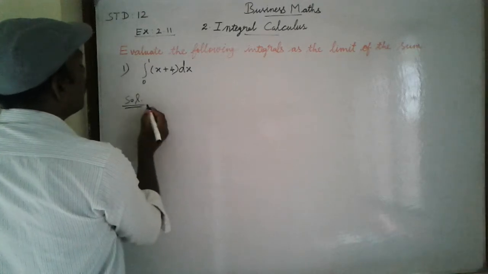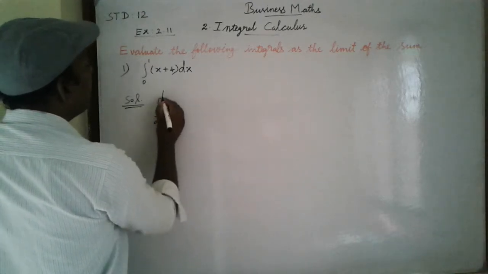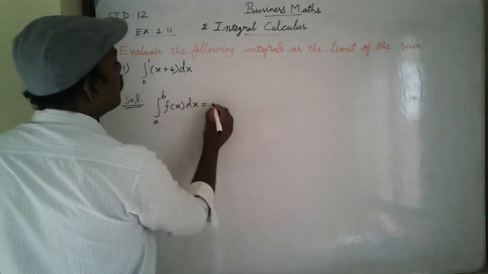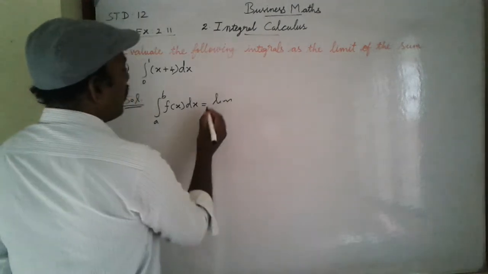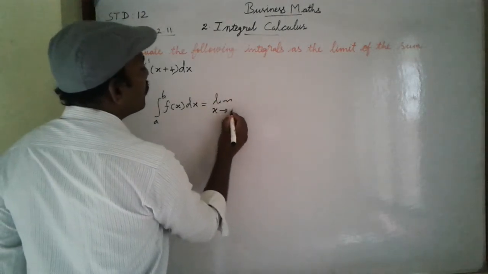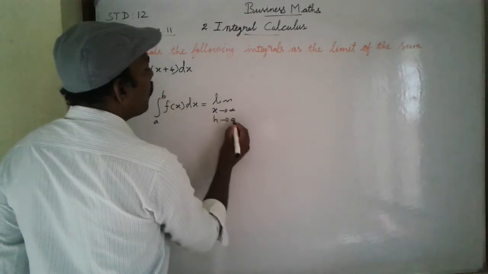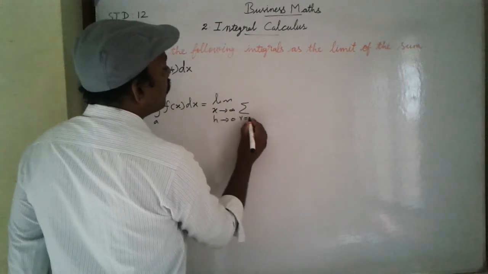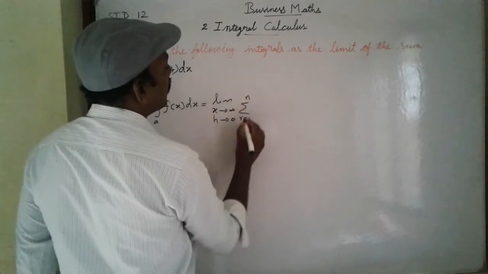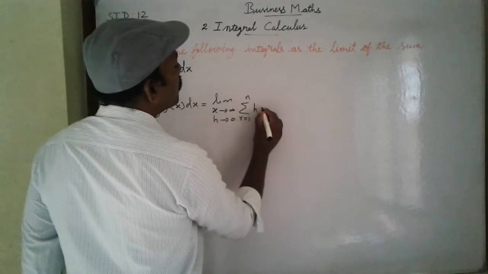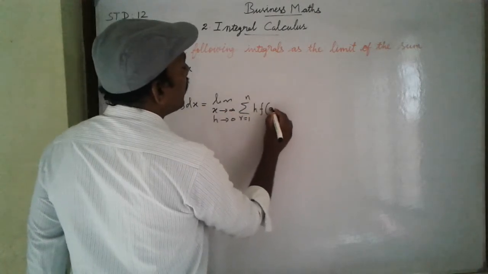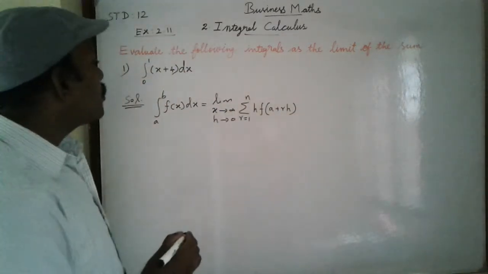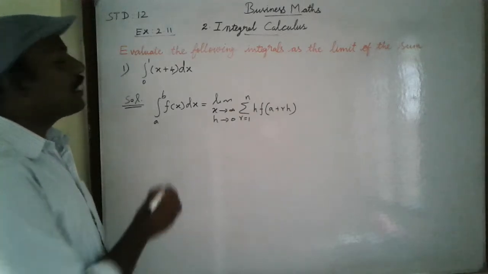Solution. One of the formulas is the integral from a to b of f of x dx equal to the limit as n tends to infinity, h tends to 0, sigma r equal to 1 to n, h into f of a plus rh. We should use this formula and find the integral value.